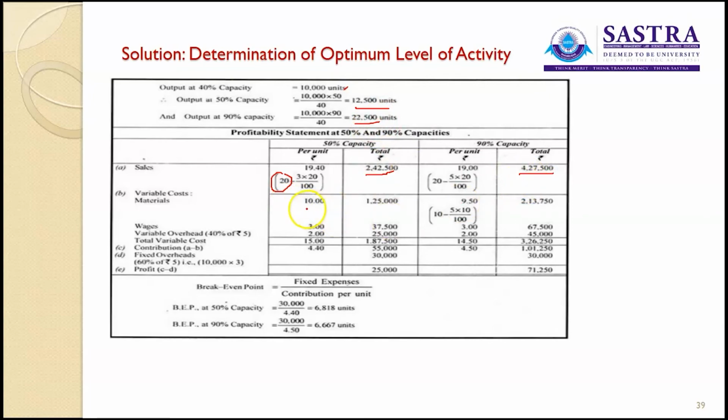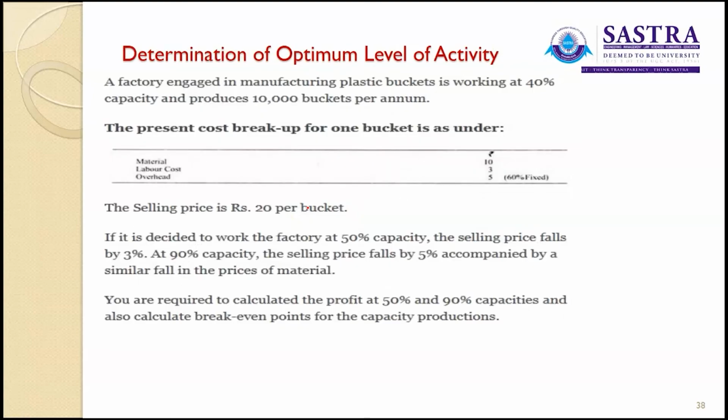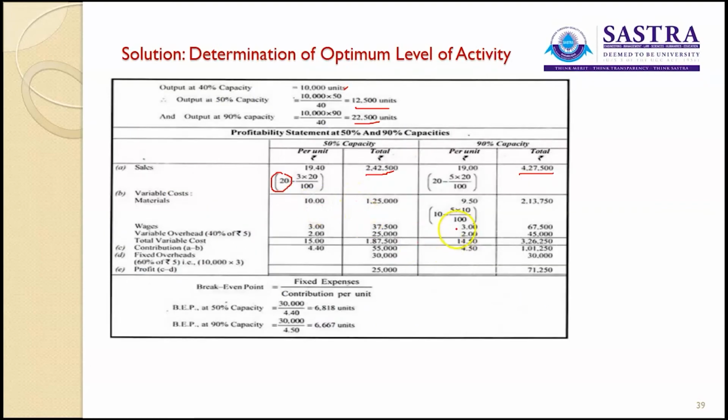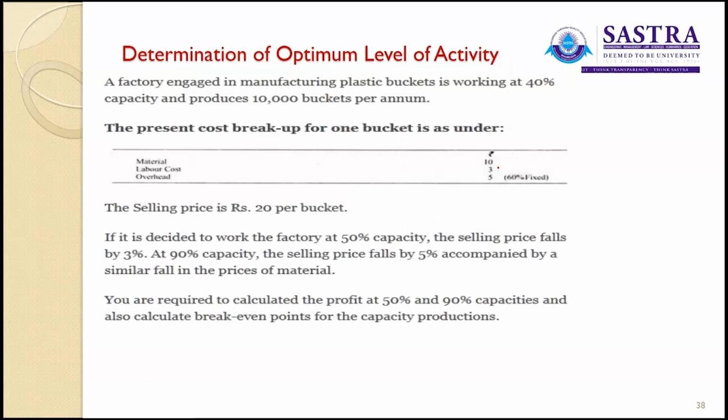Then variable cost is 10 rupees. So for your 50%, we don't have any change, but in your 90%, we have a similar price fall in the prices of material. So 5% is to be deducted here. So 10 rupees minus 5% of 10, we'll get 9.5. So multiplied by your number of units, we'll get 1,25,000 for 50% capacity for 12,500 units and 2,13,750 for 22,500 units at 90% capacity.